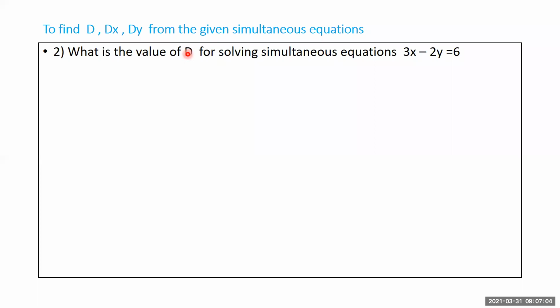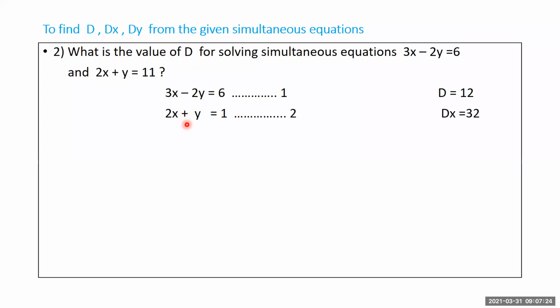But in 1 mark, 2 mark questions, they will ask in this way: to find d, or to find dx, or to find dy. They'll be asking in that way. Okay. So 2 equations they will be giving, 3x minus 2y equal to 6, 2x plus y equal to 11. So how to find this d? I have written those 2 equations over here.